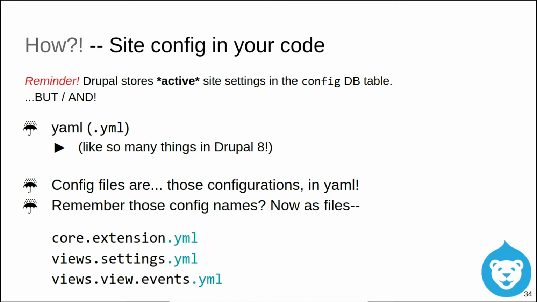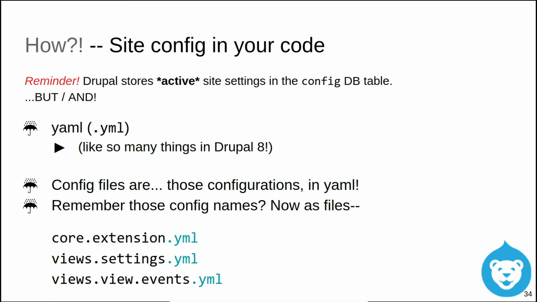So remember that the config files are those same configurations that we've been talking about, but they're in YAML. So instead of being in the database, where it looked more like a JSON-looking thing, or a var dump or something like that, they're just in a YAML format, much easier to read.